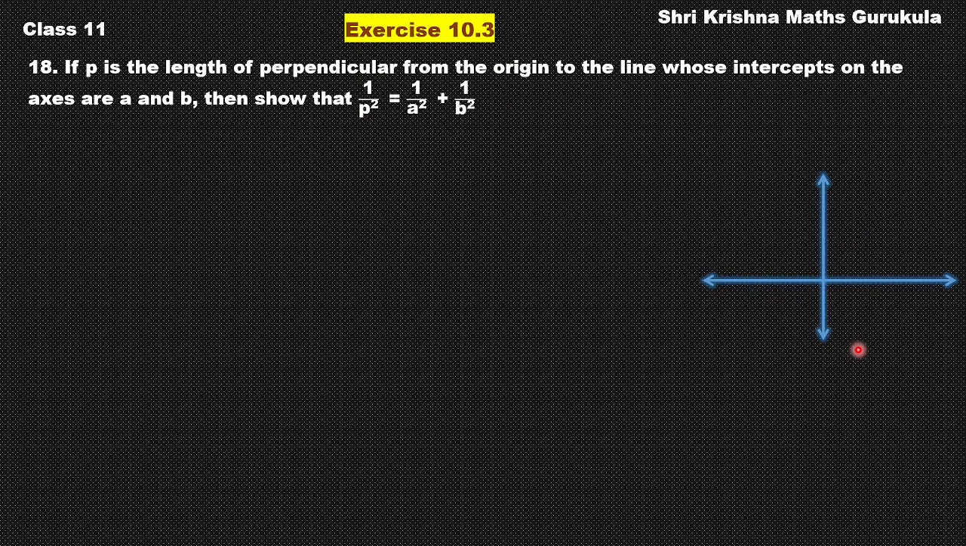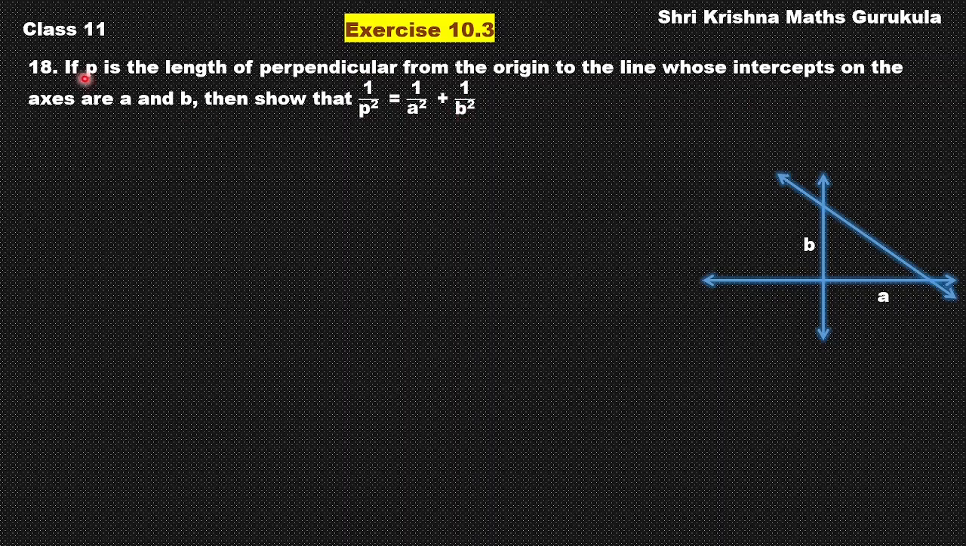Let us consider a rectangular coordinate system. They say there is a line whose intercepts on the axes are a and b. So let us draw the line like this. The distance from the origin to the point where the line intersects the x-axis is the x-intercept, and the distance from the origin to the point where the line meets the y-axis is the y-intercept. I am calling them a and b: x-intercept as a and y-intercept as b.